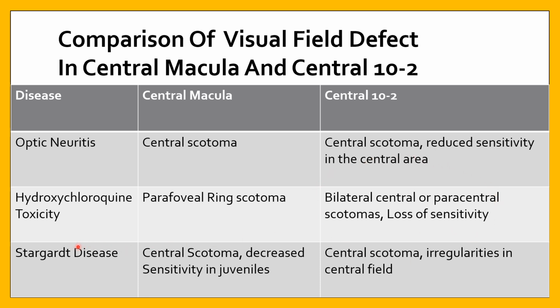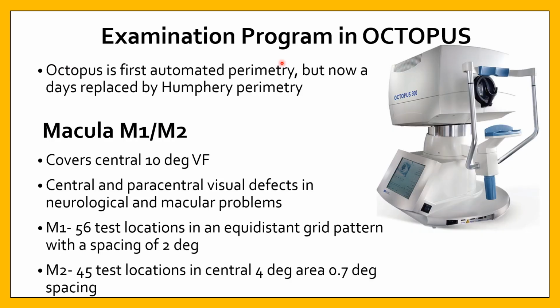In Stargardt disease, there is a central scotoma with decreased sensitivity in juveniles under the Central Macula program, but in Central 10-2, a central scotoma with irregularities in the central field can be seen.